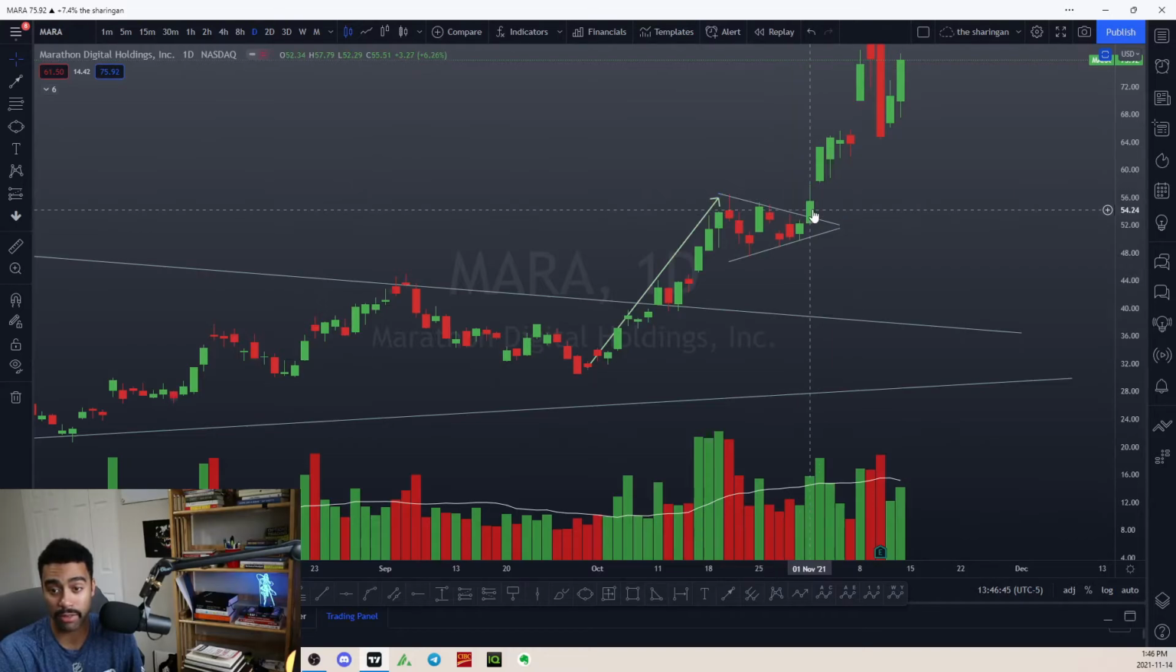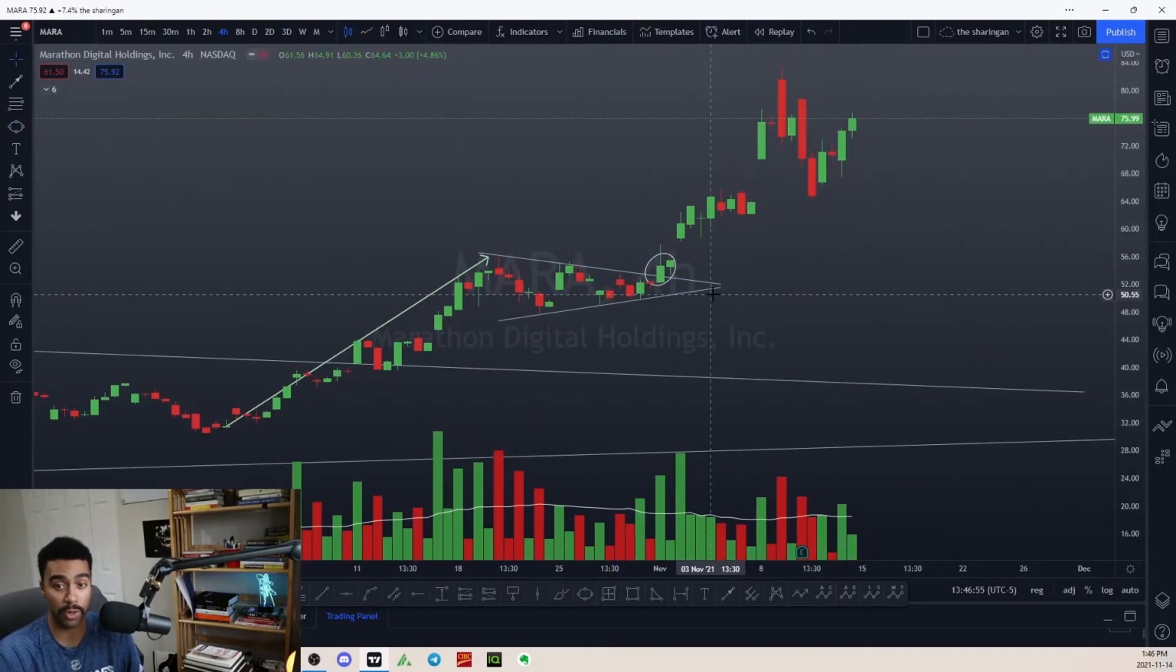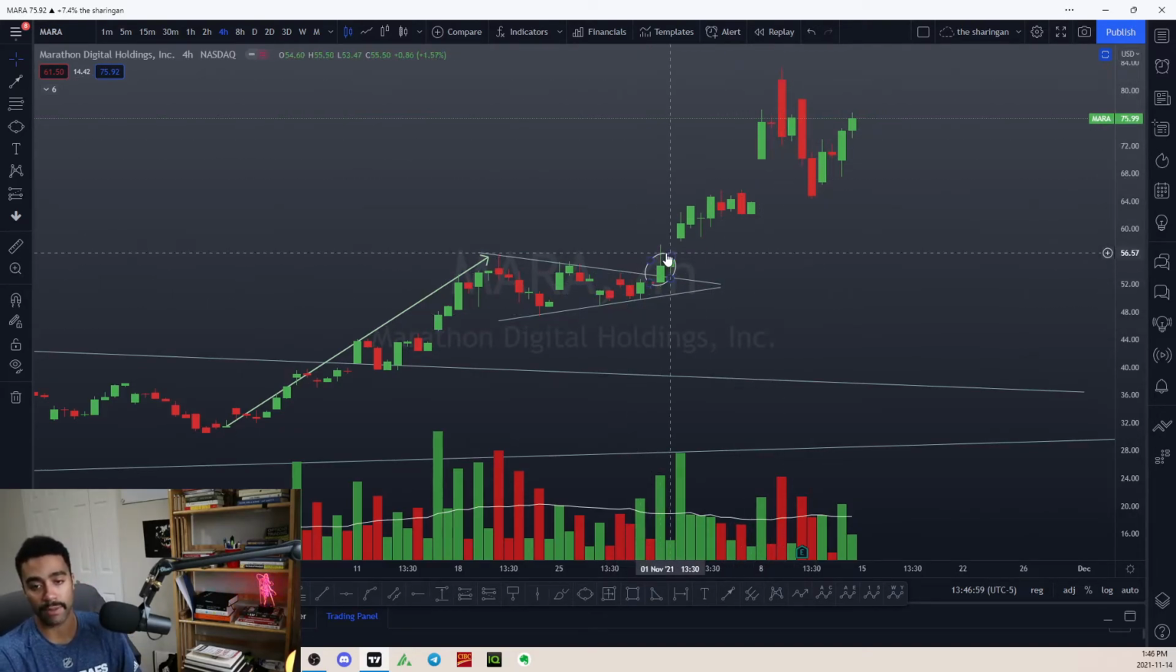We get that breakout. You could also play it where you just buy the breakout. You let it develop, and then you wait for it to break out, and then you buy there. Because it is a continuation play, you're expecting it to go higher anyway. So there's another bull flag example, right?